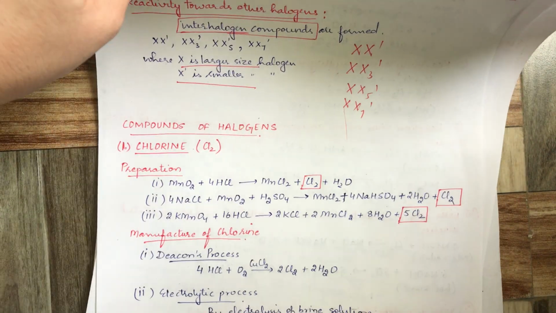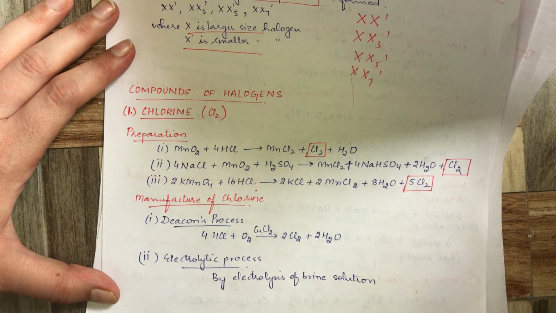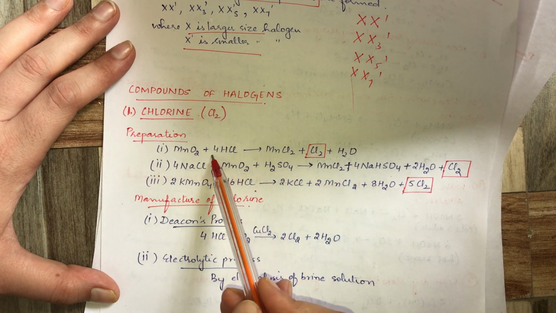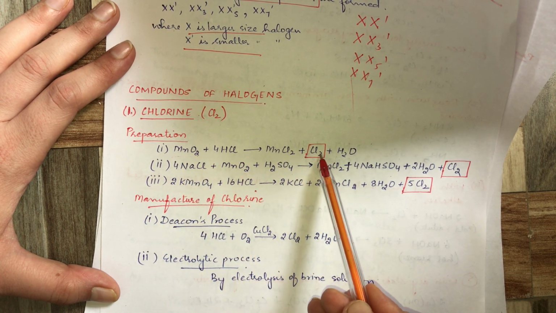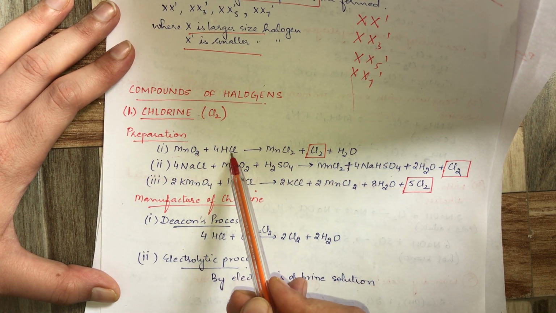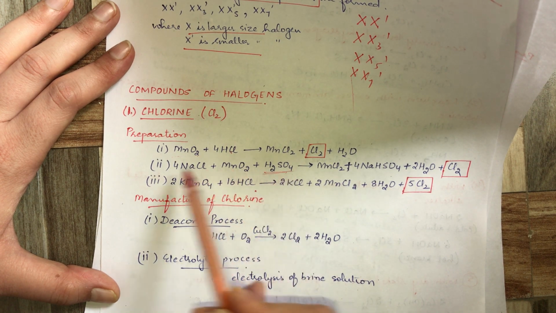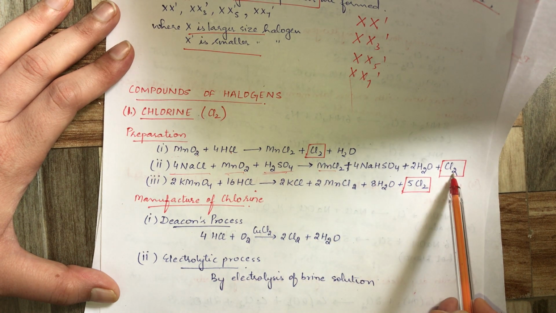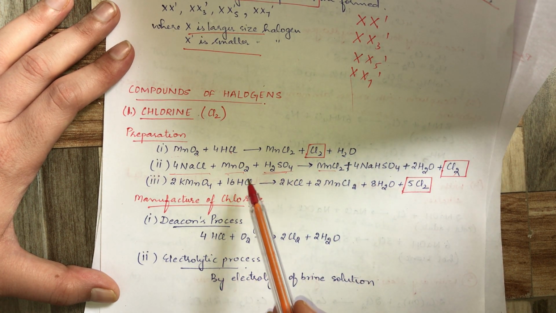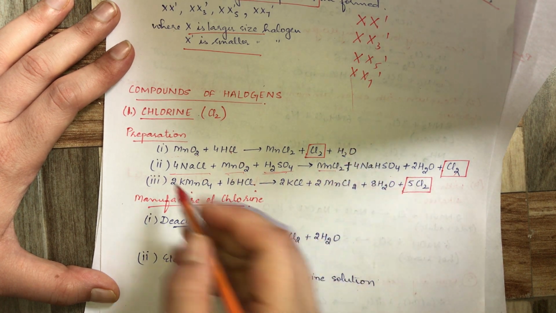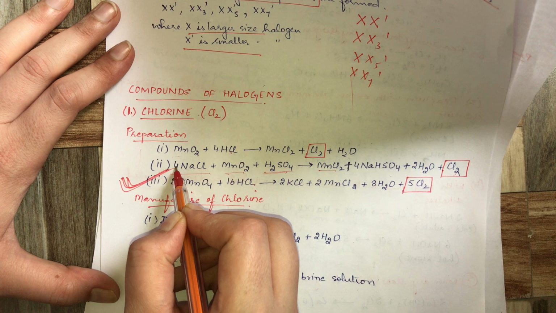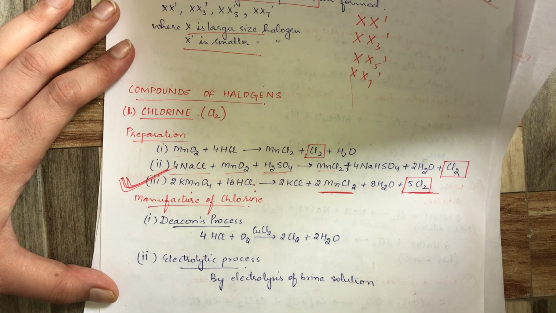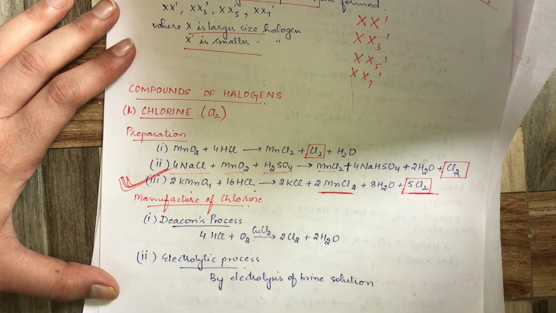Now we talk about the compounds of halogens. The first one is chlorine. If we talk about its preparation, HCl is treated with MnO2, Cl2 is released, or instead of HCl we can also use H2SO4 and NaCl treated with MnO2, you get MnCl2 and Cl2 is released, or when HCl is passed through KMnO4. This is a very important reaction from experimental point of view. It releases Cl2 and forms MnCl2. So these are the lab preparations of chlorine.